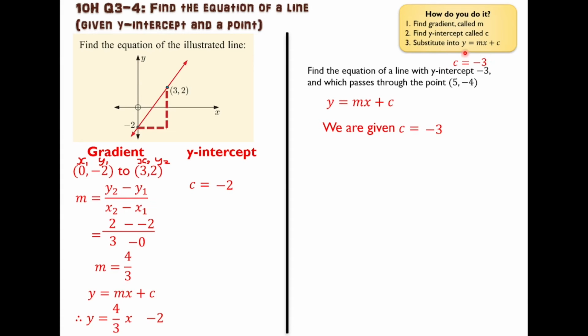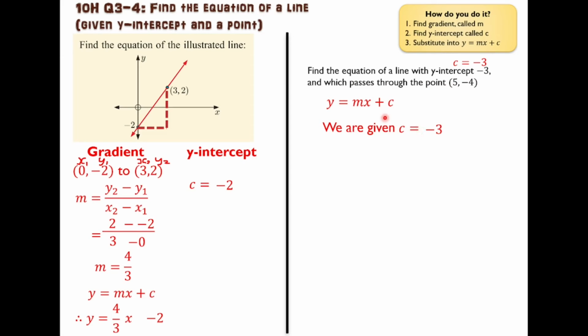So if you see what the y-intercept is, then write c equals what that is. That's a little equation that can help you. So that's one clue to the puzzle. We've already done step 2. It's already told us in the question what the y-intercept is. We want to find the equation of a line which passes through this point.